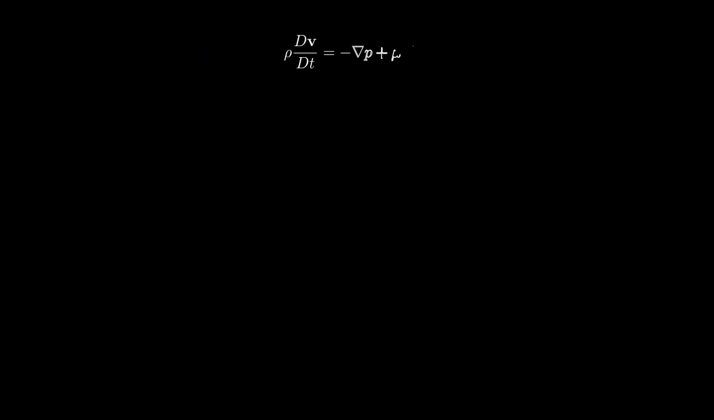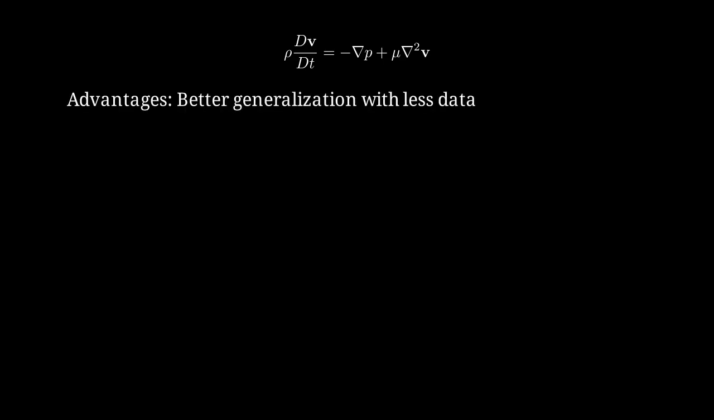The momentum equation relates fluid density, acceleration, pressure gradient, and viscosity. By encoding these equations into the neural network architecture, we ensure the AI predictions obey physical laws. Physics-informed AI generalizes better to new conditions because it has built-in knowledge of how fluids behave. It needs fewer training examples and is less likely to make physically impossible predictions.